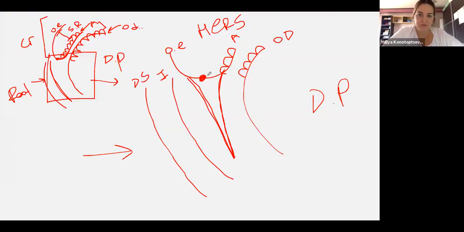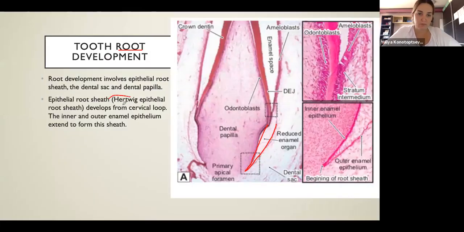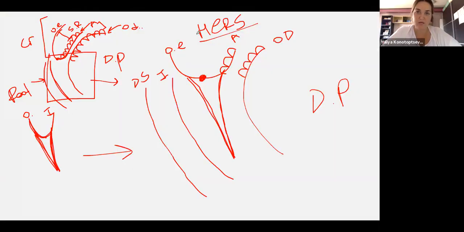So what do we see here? We started with a cervical loop. It was normal to look like this, with the outer enamel epithelium and the inner. But when it starts to push forward, to elongate forward, we're going to call it HERS. What does HERS stand for? Hertwig epithelial root sheath. HERS, okay? Hertwig epithelial root sheath.